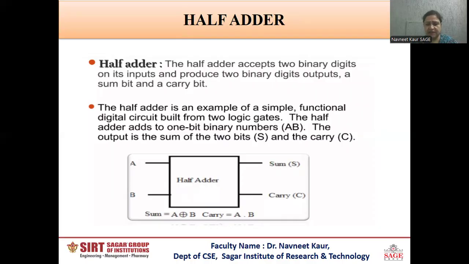The half adder, which I already discussed, accepts two binary digits on its inputs and it produces two binary digit outputs, a sum bit and a carry bit. This is a block diagram of a half adder in which we can see that the two input bits are given, A and B, and the two outputs are generated, sum and the carry output.